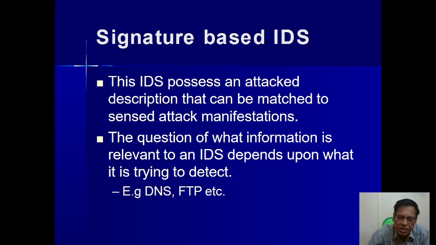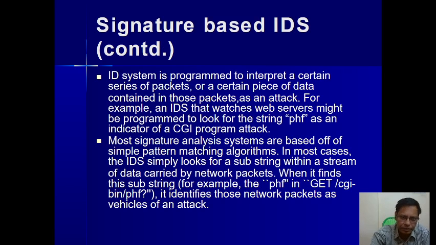When it detects, then we will understand in which way it is related to what we are trying to get. For example, DNS or FTP, the file transfer protocol, when we use them. So it affects or identifies what the signature based IDS is. An IDS is programmed to interpret a certain series of packets, or a certain piece of data contained in those packets, as an attack.